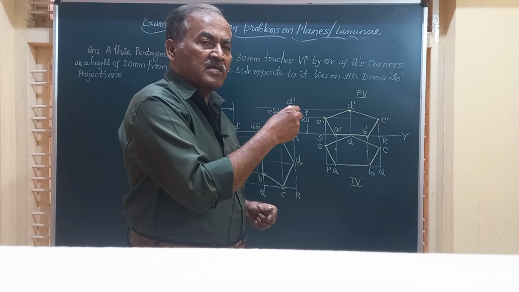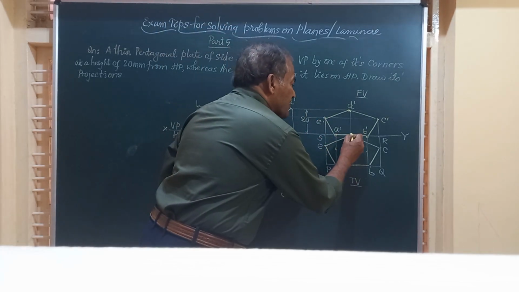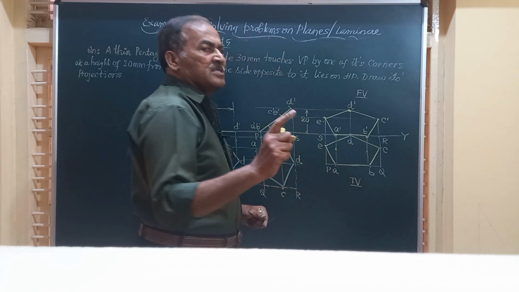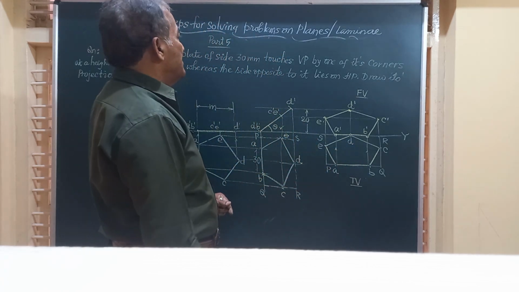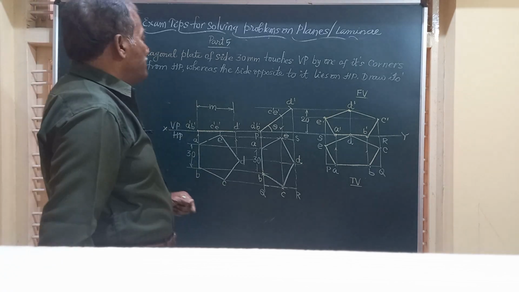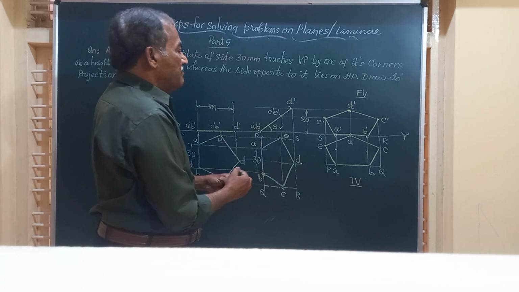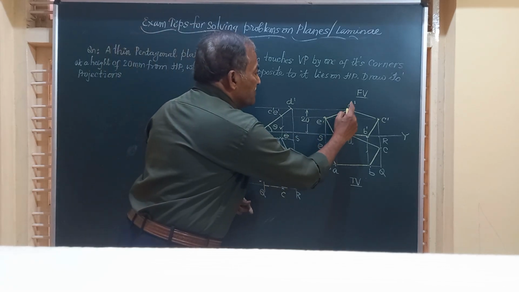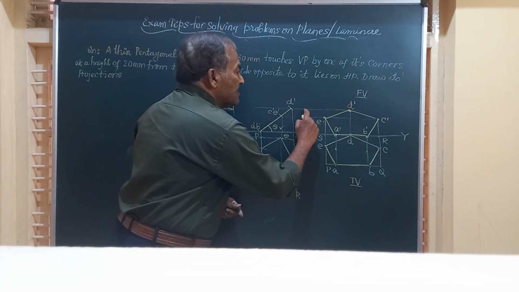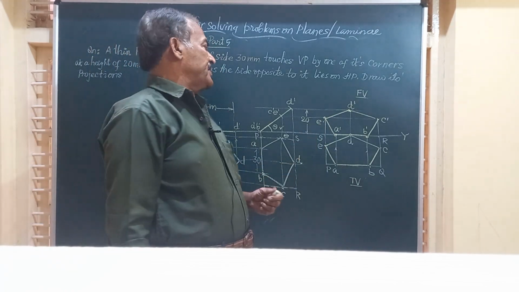And since that corner is on VP, its top view should be on XY. So D is on XY. The first condition is satisfied. Next, friends, he says that corner touching VP should be at a height of 20 mm. Corner touching VP is D. D is at a height of 20 mm. So the second condition is also satisfied.